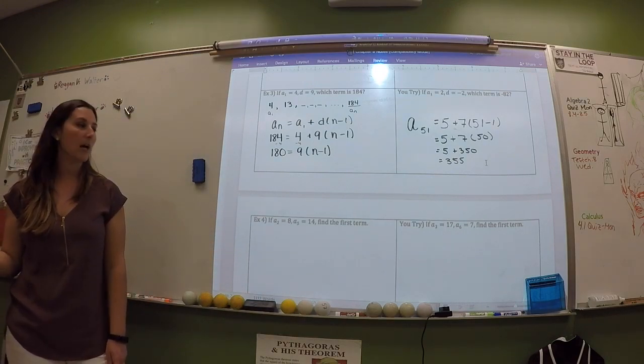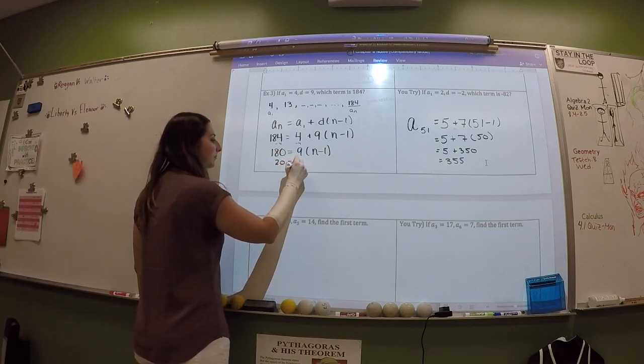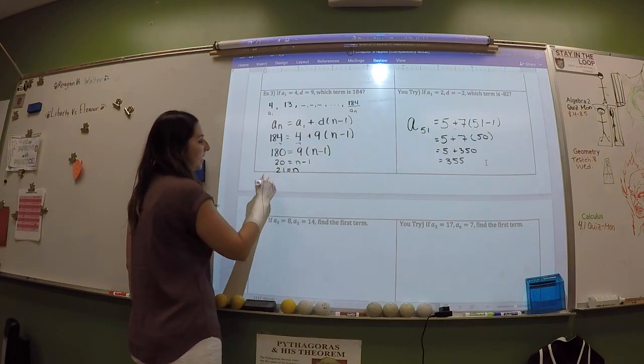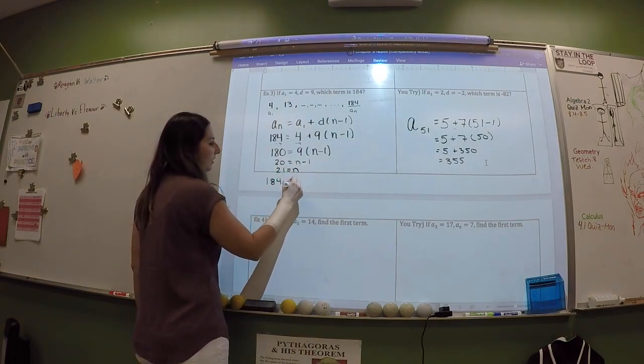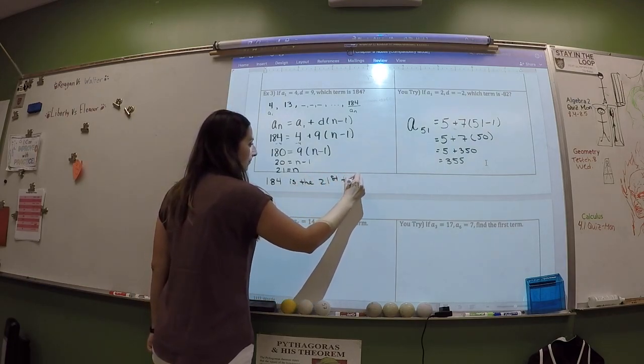I'm going to divide by 9 because I think it's easier. You get 20, which is such a nice number, and you get plus 1. Then you add 1, and you get 21. So that means that 184 is the 21st term.